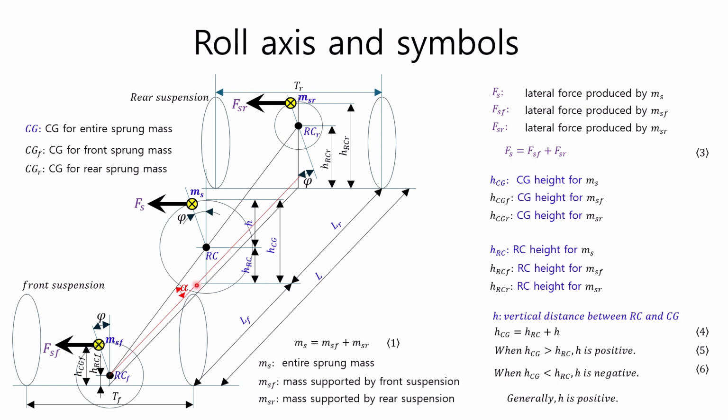Finally, angle alpha is the angle between the roll axis and the horizontal axis in the longitudinal section of the vehicle, and angle phi represents the roll angle of the sprung mass. Since the sprung mass is assumed to be rigid, there is no torsion, and therefore the front roll angle, the rear roll angle, and the total roll angle phi are all the same along the longitudinal axis for the entire sprung mass.